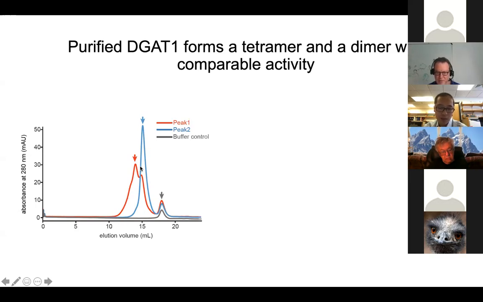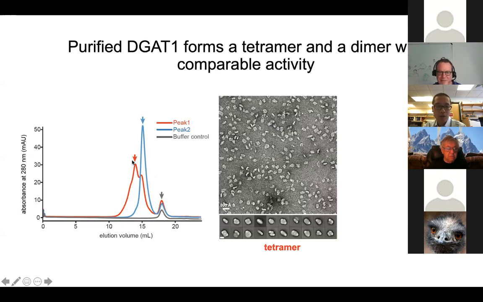And we next utilized negative staining electron microscopy to look at how they look. So if you look at the particles at the larger peak, they mostly appeared like a disk, and you can see this is a top view, and this is the side view, and this is a 2D average, okay?